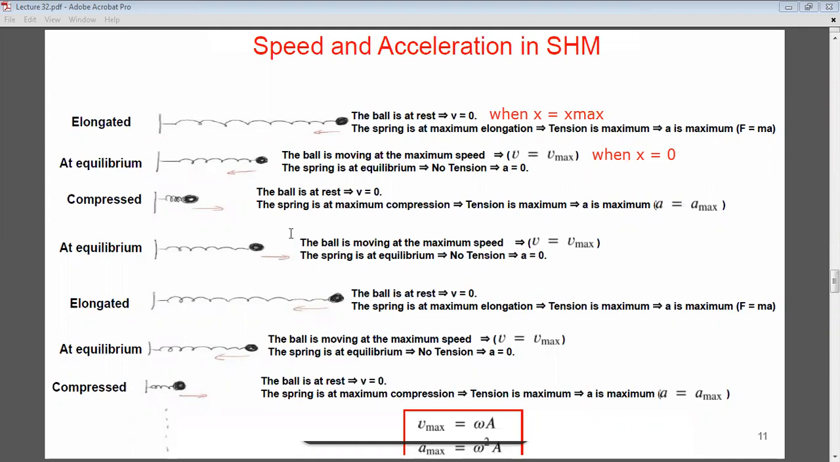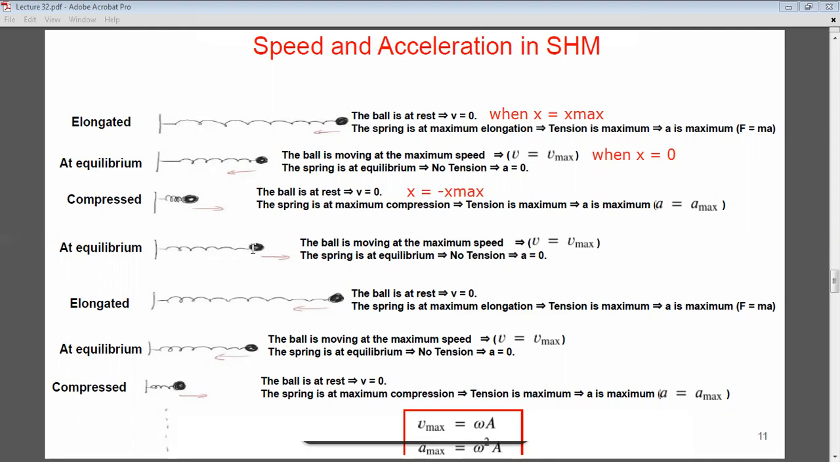Okay, now the ball goes to the compressed stage, so x here equal minus x maximum. At this position, the object is at rest, but the spring is at maximum compression. So again, the tension is maximum, a is maximum, and a is equal a maximum. Depending on the choice of the positive direction, this can be v maximum or minus v maximum. This can be a maximum or minus a maximum, but here we are taking it in absolute value. And then the same story will repeat itself.